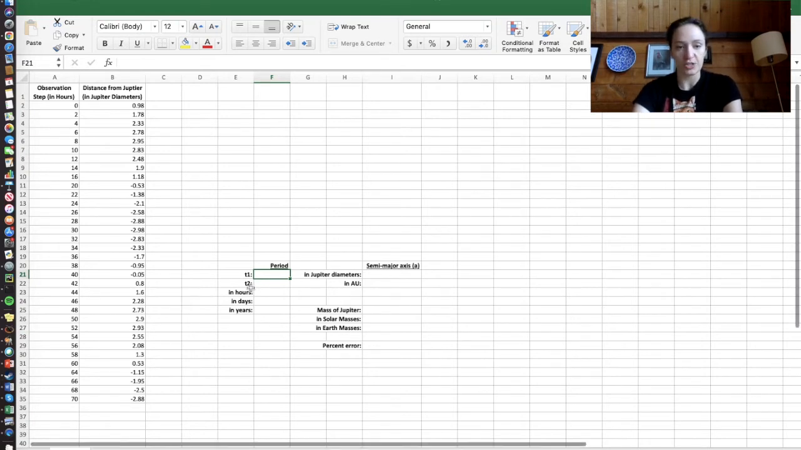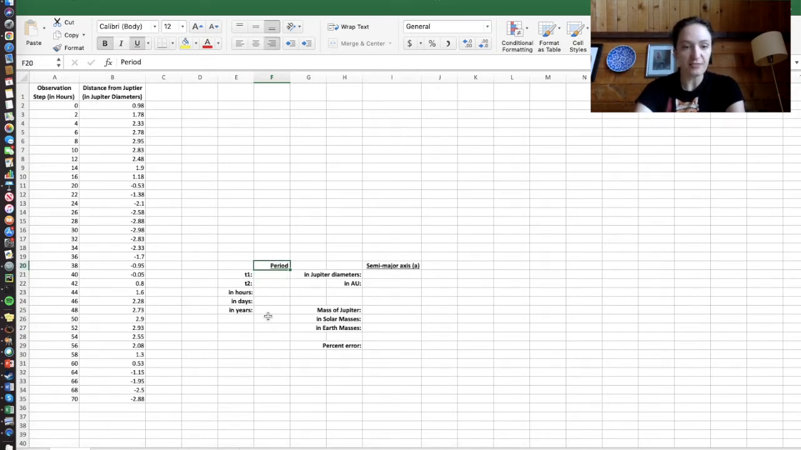So just going over this really quick, this left-hand side is where you're going to be calculating the orbital period of your moon. So T1, T2, that's just time 1 and time 2. And then you're going to calculate that in hours, in days, and in years. I'll go over how to do all that in just a second. Then on this right-hand side, you've got the semi-major axis.